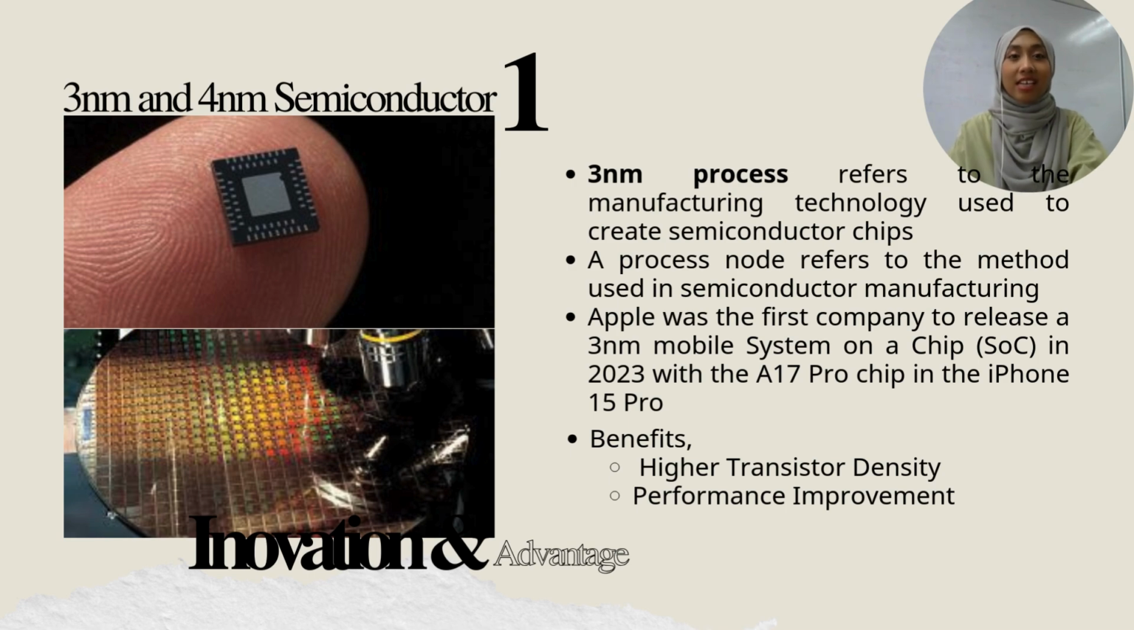Okay, next is to enhance performance. So the number of transistors directly influences the performance of a chip. With a 3 nanometer process, chips can offer 10 to 15 times better performance than 5 nanometer chips, all while maintaining the same power consumption.